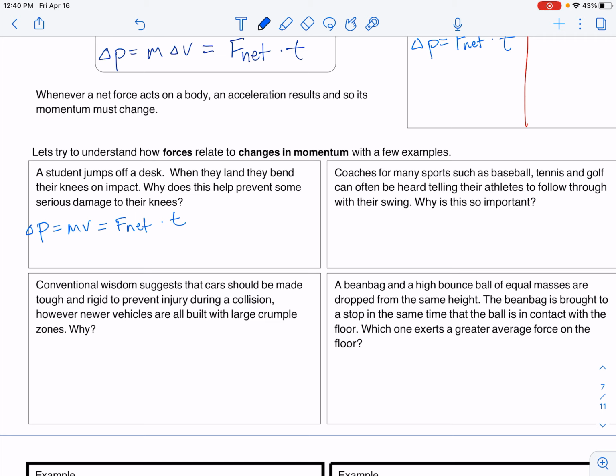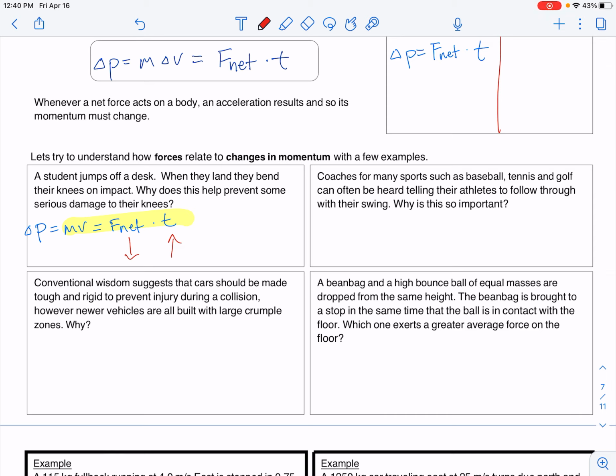Out of these four, we're just going to focus on these. Think about what's changing. All right. In this case, we see that our net force decreases because we're increasing the time of impact. Now, your mass and your velocity stay the same as you were jumping off the desk. Okay. Pause to try these other three.